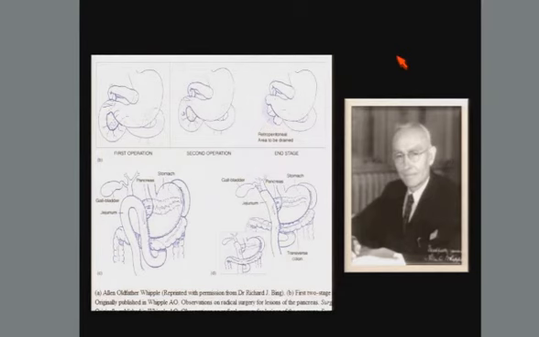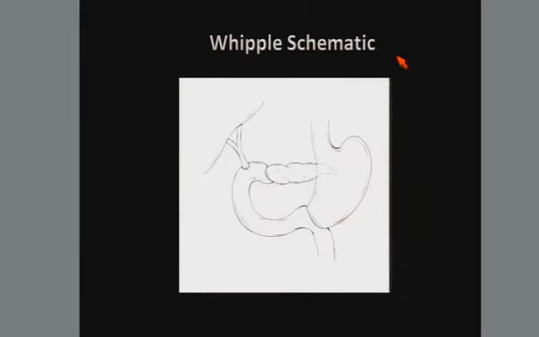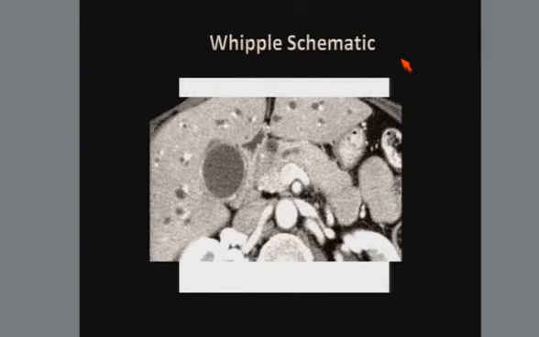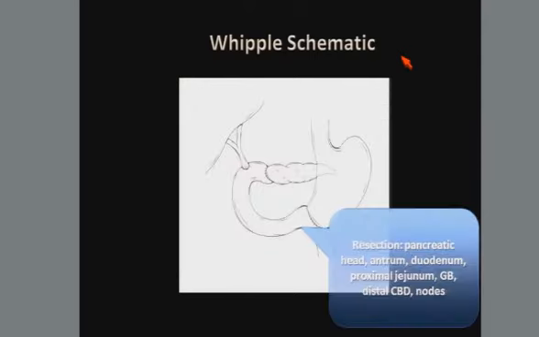Let me make a shout out to Dr. Alan Oldfather Whipple, who in the 1930s modernized pancreatic surgery and developed a two-stage approach to pancreatic head resection. That's been modified since then, but that procedure, which is the most commonly performed pancreatic head procedure, carries his name. This is what the post-op Whipple anatomy looks like, and it's usually done for patients with tumors in the head of the pancreas, as in this case of an adenocarcinoma causing biliary and pancreatic duct dilatation.